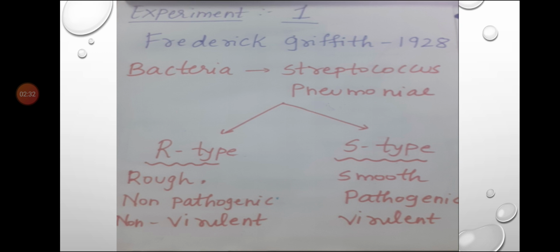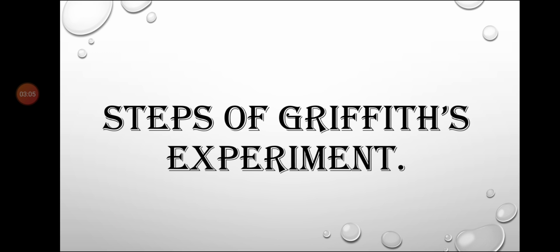What do you mean by non-pathogenic, non-virulent? Non-pathogenic, non-virulent, rough bacteria means these bacteria are less harmful. They will not cause any effect on the host body where they are infected. But if any person is infected with S type of bacteria, then it becomes very dangerous for that person. This S type of bacteria is very pathogenic and virulent. It kills the person in which it enters. So now let us study stepwise steps of Frederick Griffith experiment.